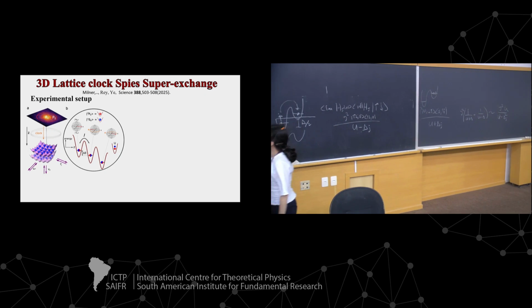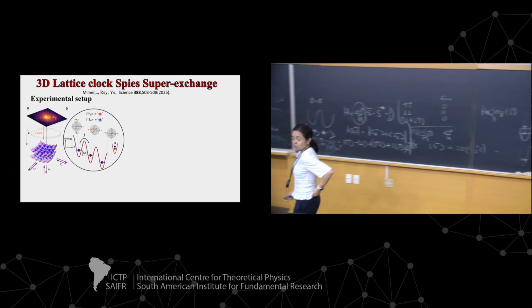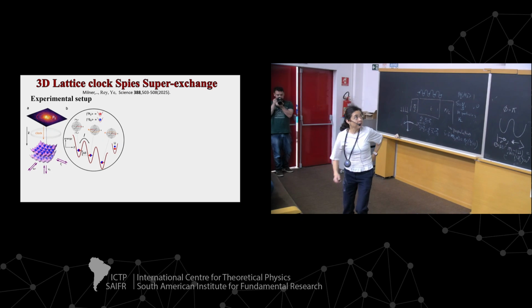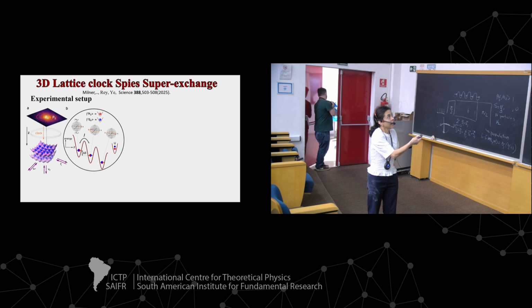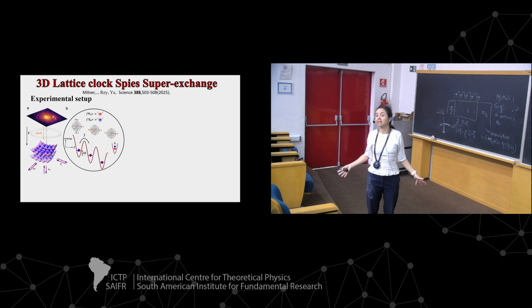So let's see what we see. This experiment was published this year actually, and it started by having very cold fermions in a 3D lattice, in the lowest band. Again, these are the clock states, nuclear spin polarized. We load the particles in the lattice, and as I said, the energy scales are U, the energy difference between the different lattice sites, and the tunneling.